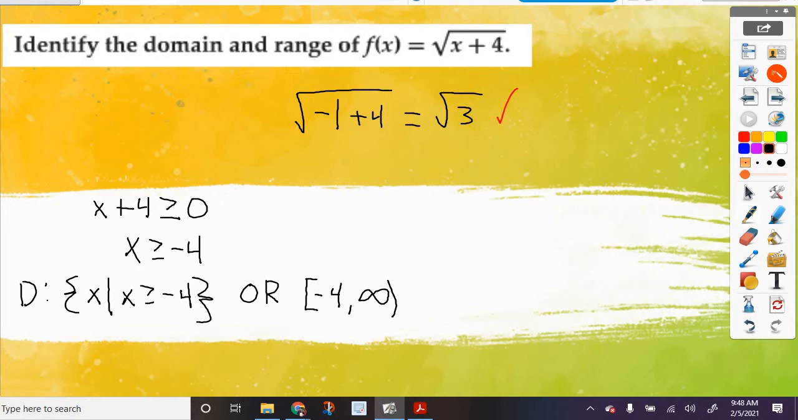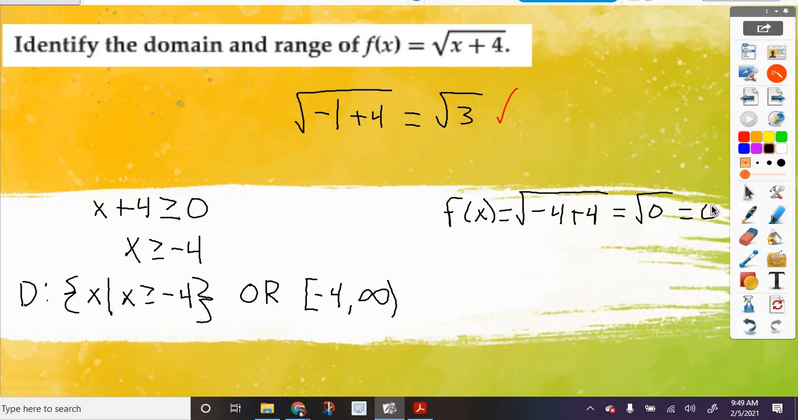So we need to figure out basically what is the smallest value that we can have for f of x. Well, since -4 is going to be the smallest value that we can have for x, if we plug that in for our x value, it will tell us what the smallest output associated with that will be. We'll notice that we get the square root of 0, which equals 0. So we know that our smallest f of x value is going to be 0 still.